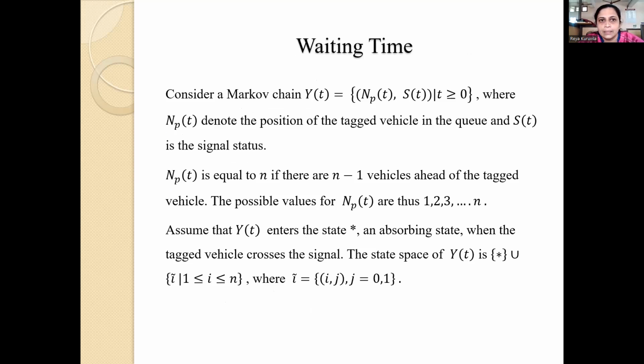Now waiting time in the system. Consider a Markov chain Y of t equal to the set of all (Np of t, S of t), t greater than or equal to 0, where Np of t denotes the position of the tagged vehicle in the queue and S of t is the signal status.